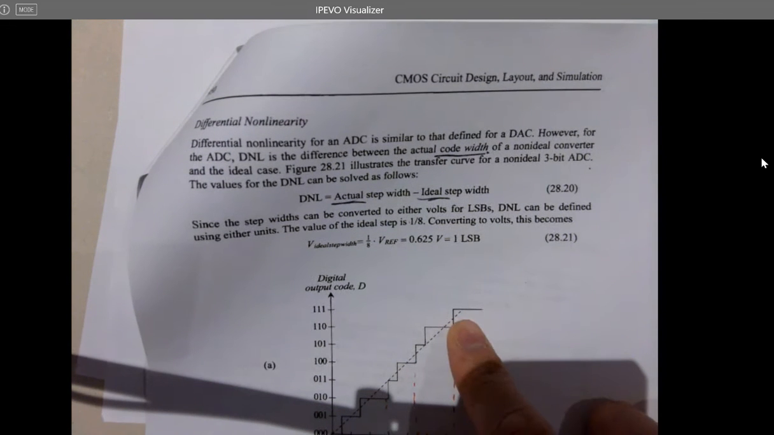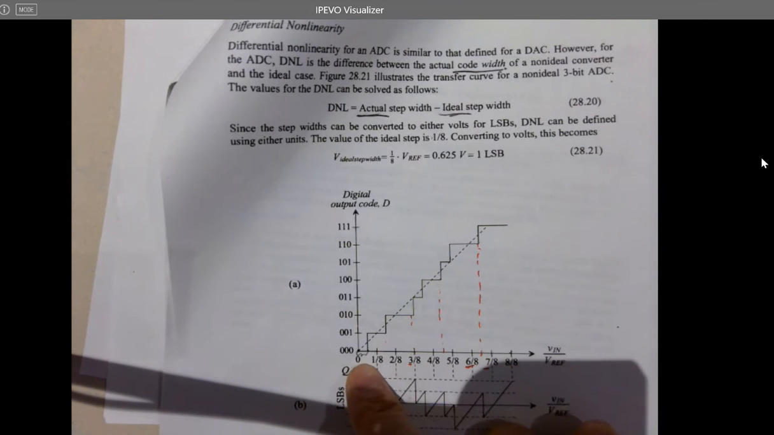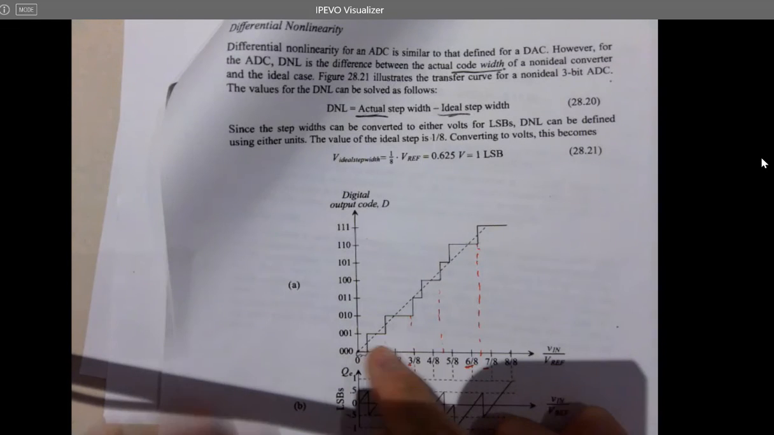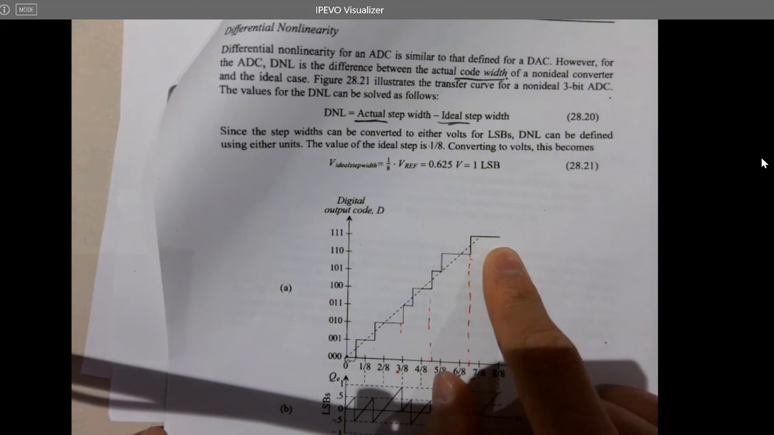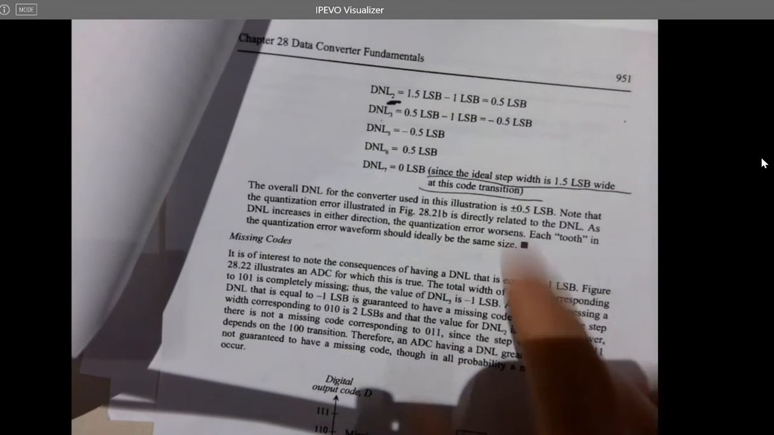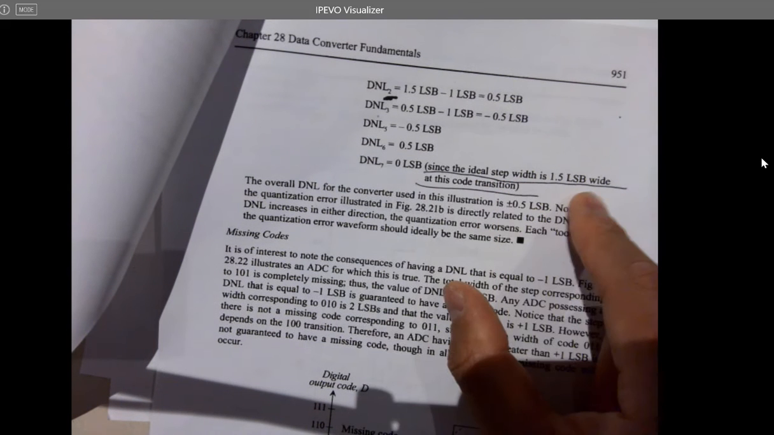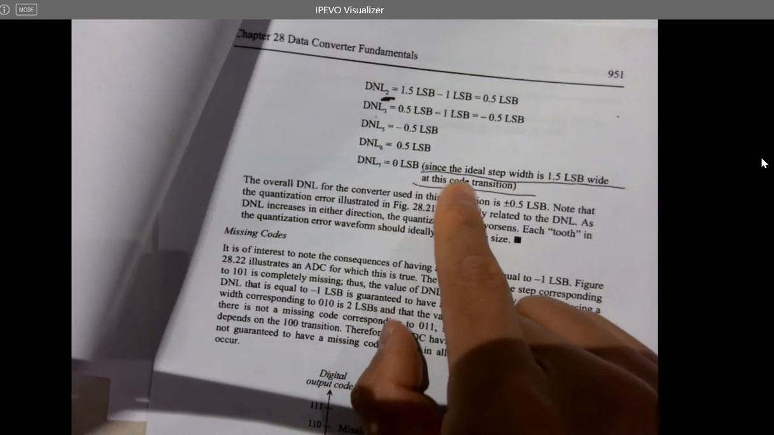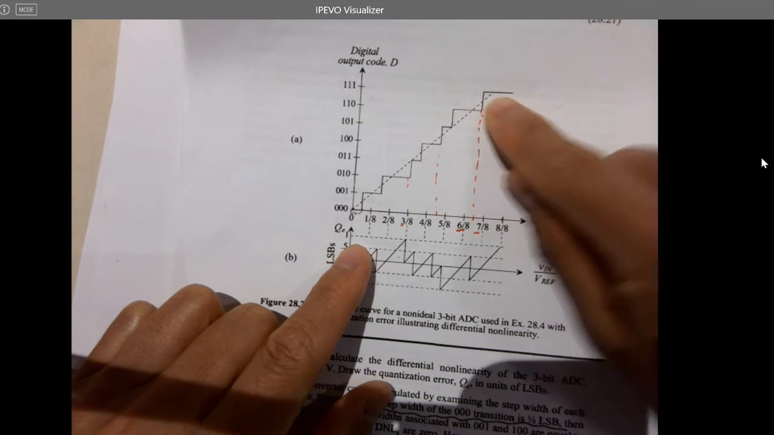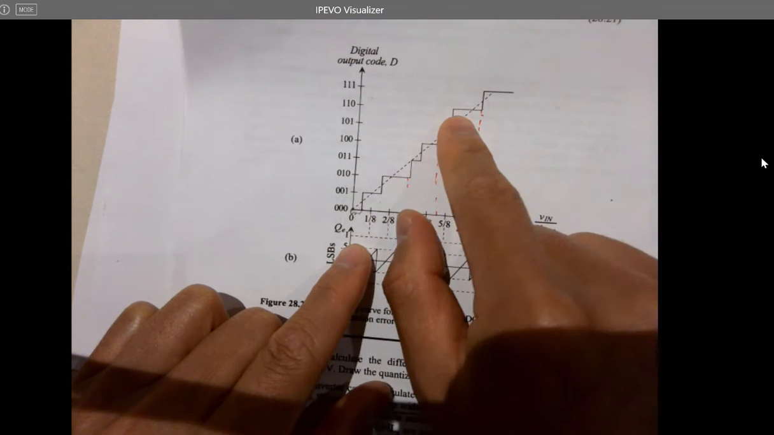No, DNL 7 is supposed to be, because you shifted everything to the left, DNL 7 should be 1.5 LSB. And 8 is 1.5. See, since the ideal step width is 1.5, and now it's actually 1.5. Why should it be 1.5? This point should be here, but now you shift it to the left. So it makes this one longer, right?